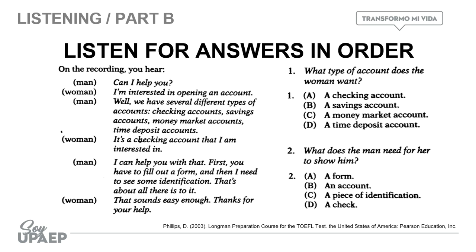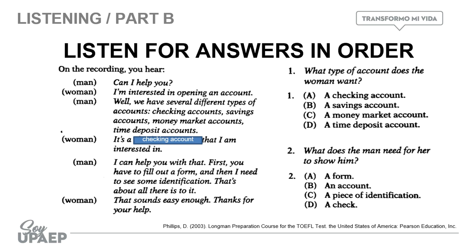So if you notice, the first question is, what type of account does the woman want? Look at the options and try to answer the question. Remember, the answers are in order. The answer for this question is letter A, a checking account. If you notice, the woman answered, it's a checking account that I am interested in.